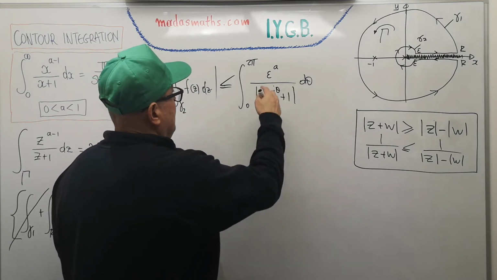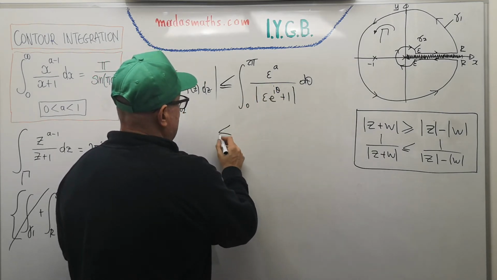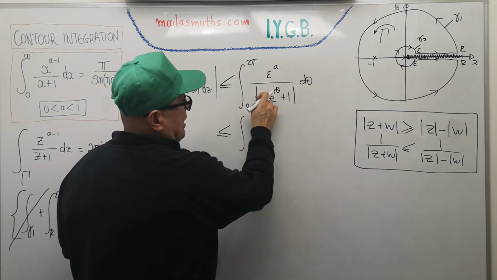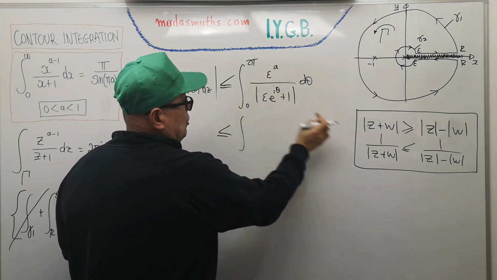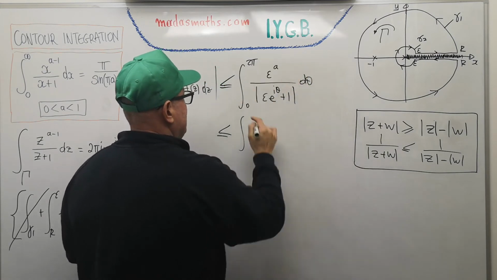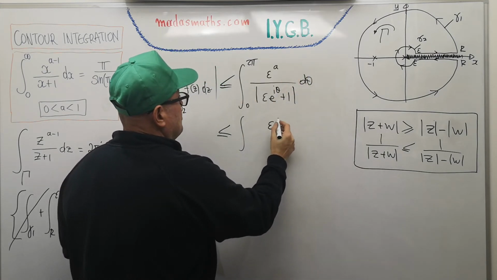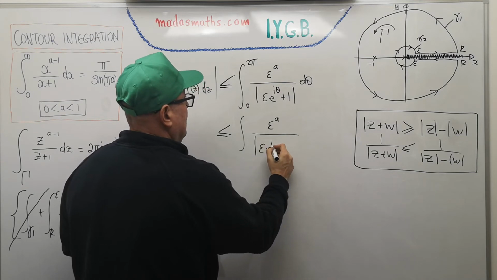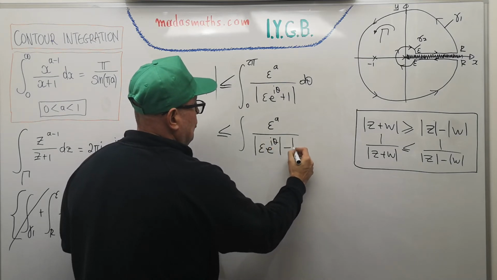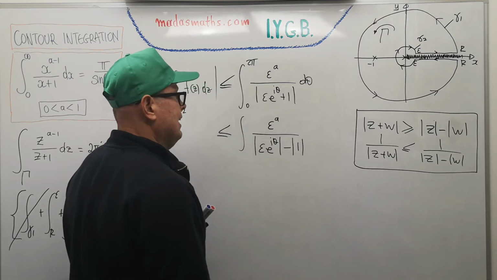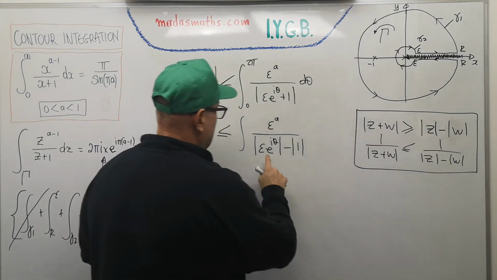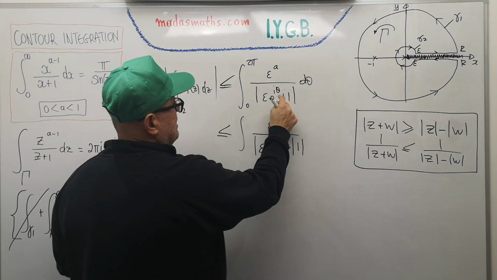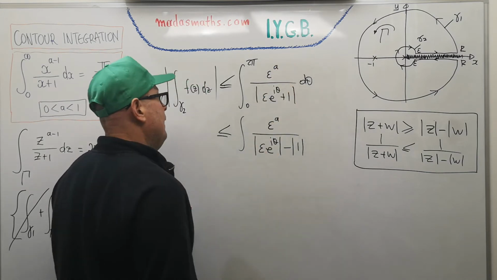All right, so this now, again, less or equal, I'm treating that as my Z and this as my W. So I'm looking at this line, 1 over epsilon to the A, and I'm going to have epsilon e to the i theta minus 1, let's put it like that to match this particular line. That's my Z, that's my W, that was my Z plus W, 1 over, of course, the d theta.